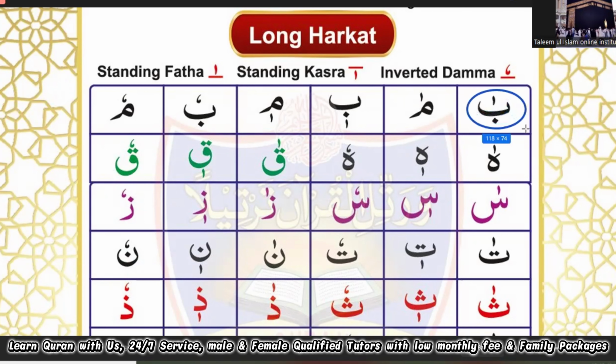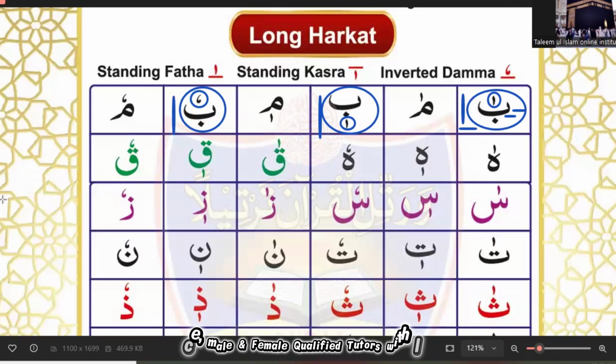This one is ba. First we will read the letter ba, then its sign, the standing fatha, then its sound. So, ba, standing fatha, ba; ba, standing kasra, be; ba, inverted damma, boo. Sound will be ba, be, boo.